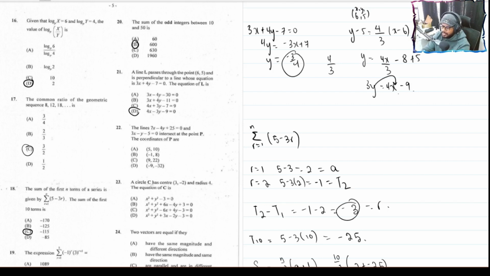The lines intersect at the point P. The coordinates of P are, we could be lazy here again and substitute each of these points into the two equations and see if it works. Or we can solve them simultaneously. So again, I'm rubbing off to make a little bit of space.